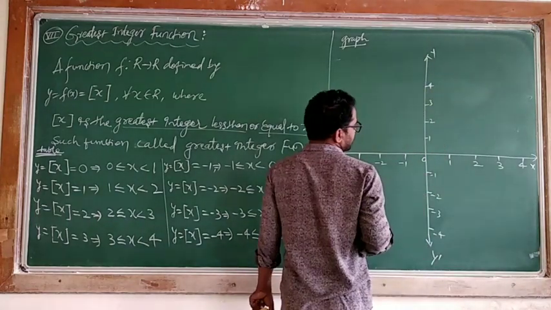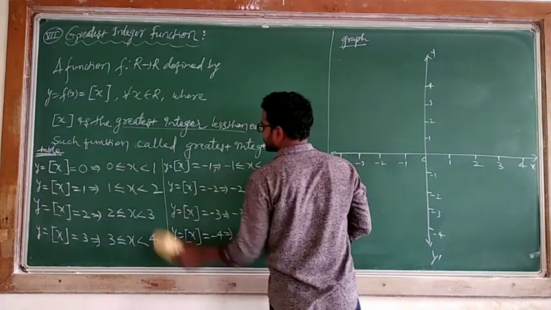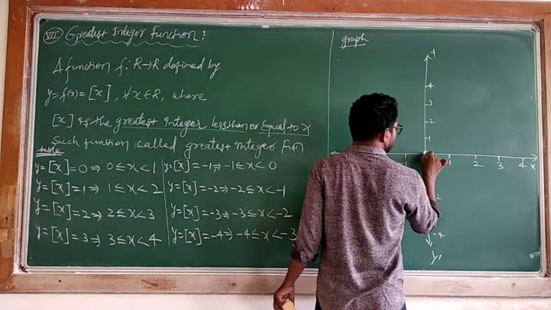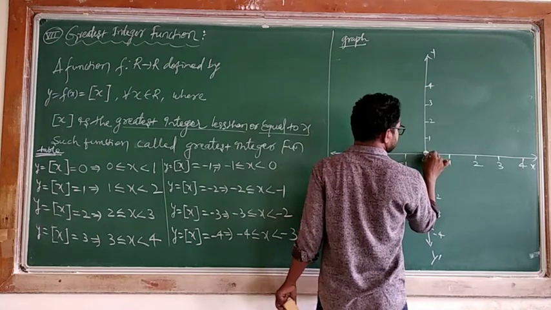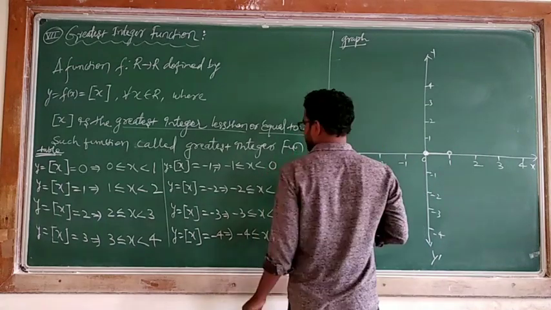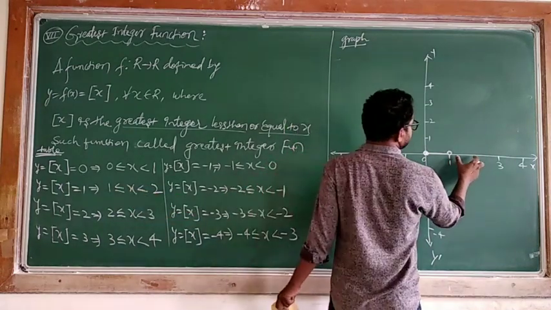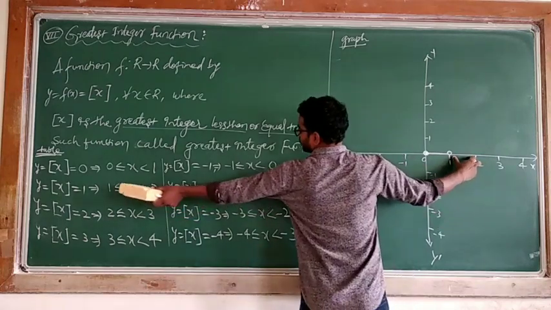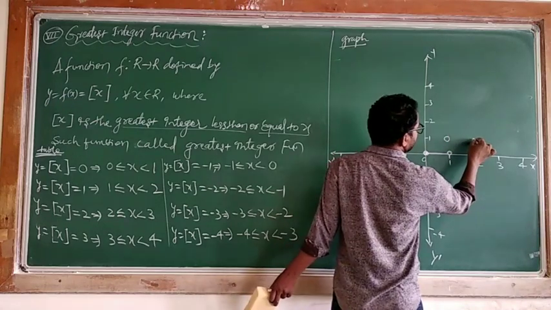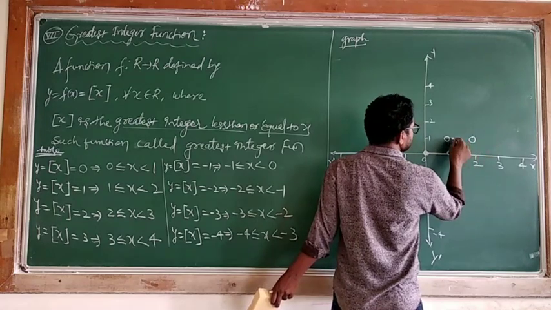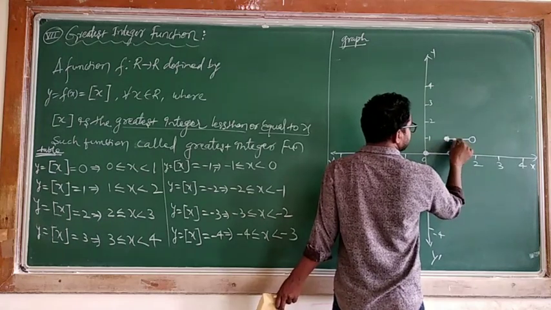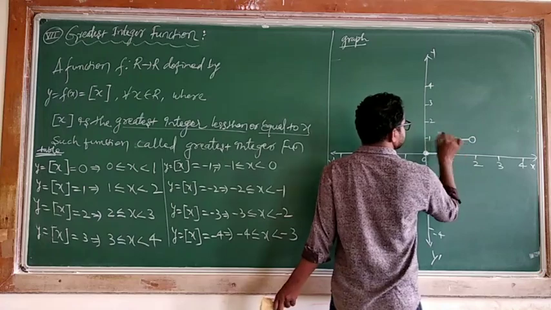In this case, what is the graph for 0 to 1? When it is 0 to 1, include 0, y is 0. This is considered as open at the other end. Now 1 to 2 is here. When x is from 1 to 2, y is 1 only. You take 2 circles at 1 and 2, join, but shade only this. If x lies in between these, this is the graph.